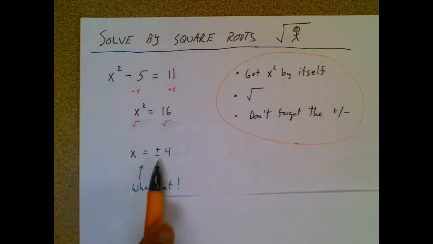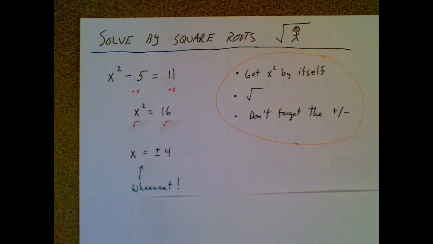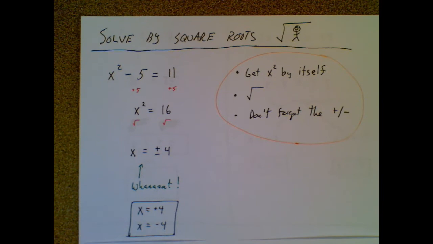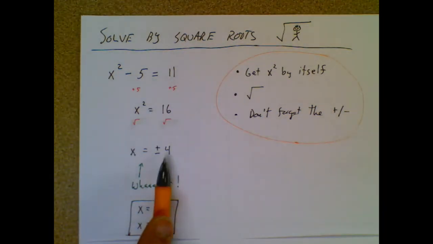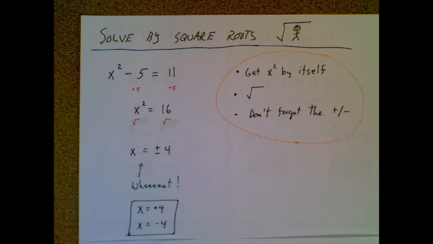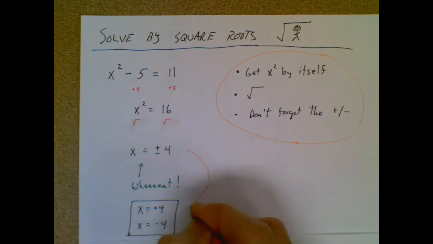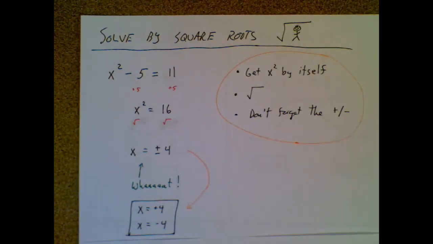So let's go back to this plus or minus. What does that even mean? Well, what it means is there's 2 answers to this equation, a positive 4 and a negative 4. So when you see plus or minus 4, another way to write that is with 2 answers, x equals 4 and x equals negative 4. That seems weird, so I'm going to show you some comforting facts of how I know that's true.